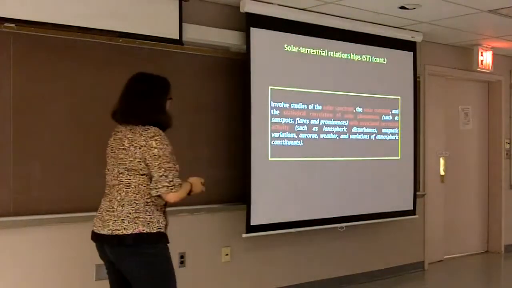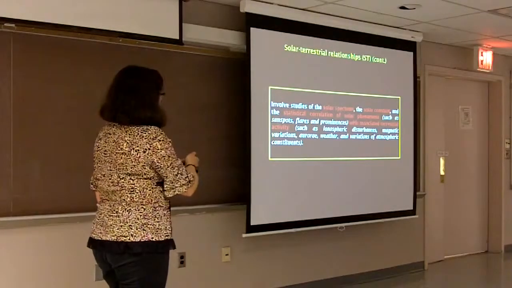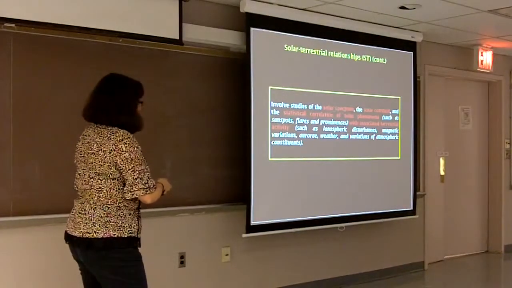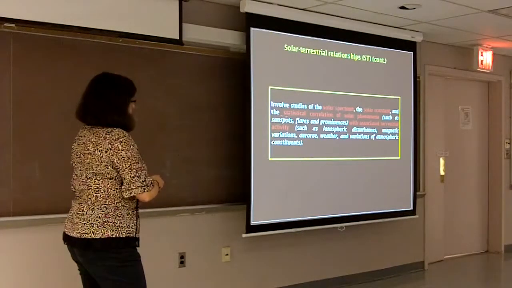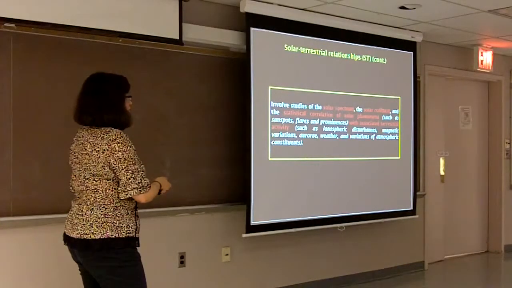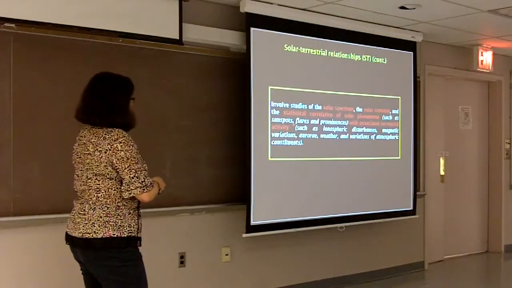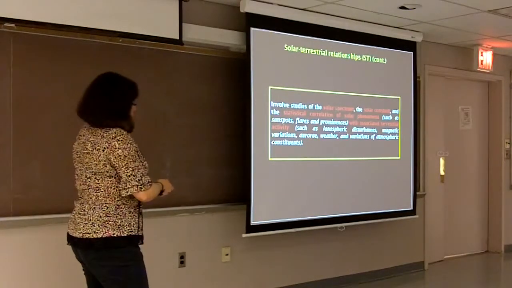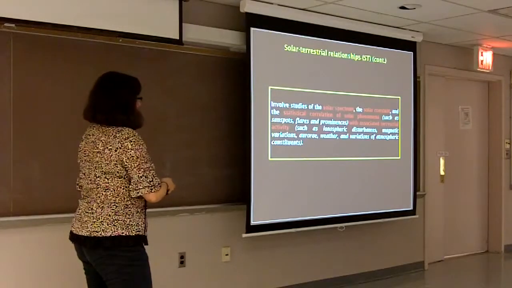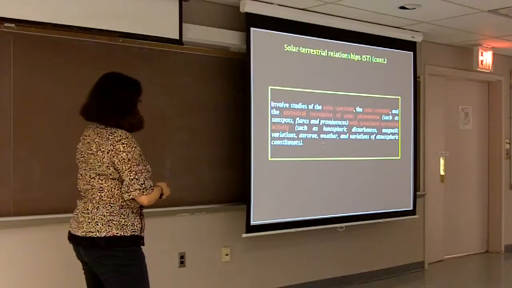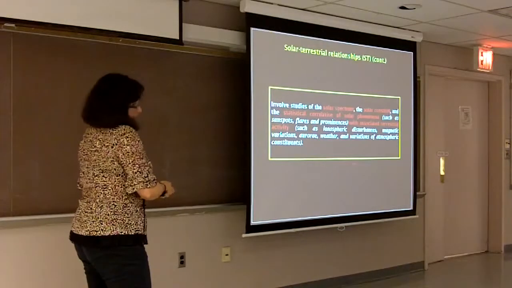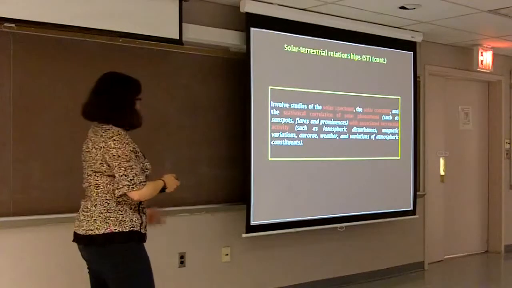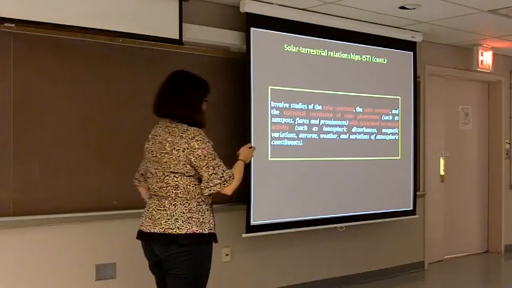So in summary, the solar terrestrial relationships involve studies of the solar spectrum, the solar constant, and the possible statistical correlation of solar phenomena, such as sunspots, flares, and prominences, with associated terrestrial activity. Which kind of terrestrial activity? For example, ionospheric disturbances, magnetic variations, auroras, weather, climate, obviously in the long term, and variations of the components of the atmosphere, especially in the upper layers of the atmosphere.